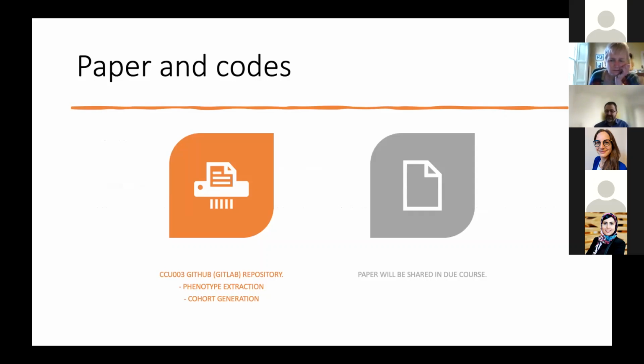Sorry, that's my timer. And also the code will be internally available to the consortium on a GitLab repository. And after the publication of the paper it will be available open source on GitHub. And there are codes also available for phenotype extraction and cohort generation. And that will be shared on GitHub, and you can use that in TRE.